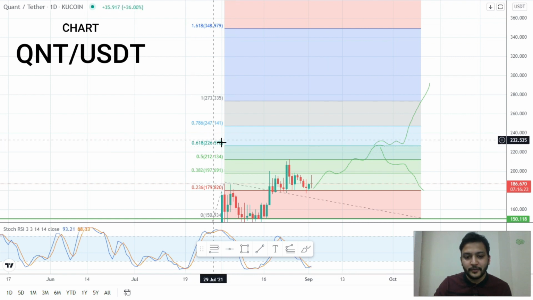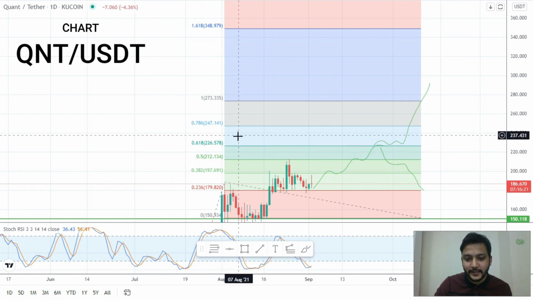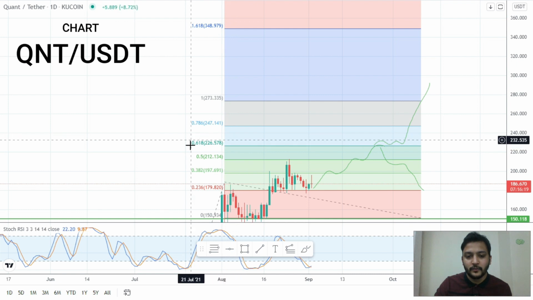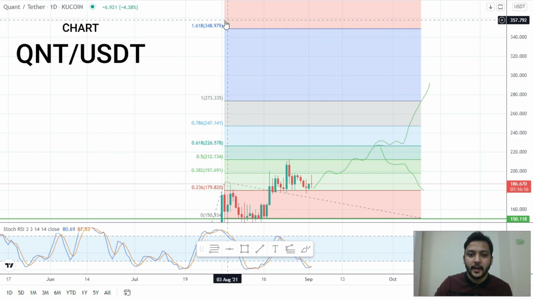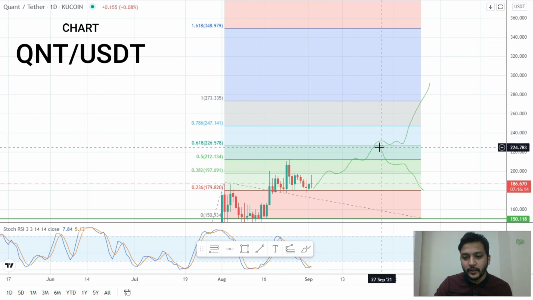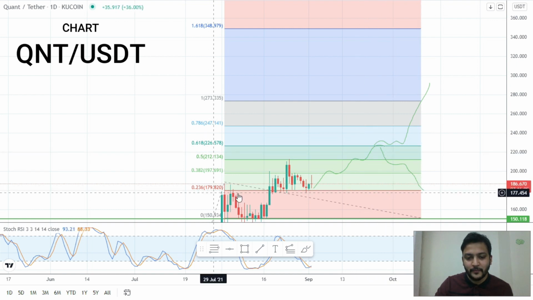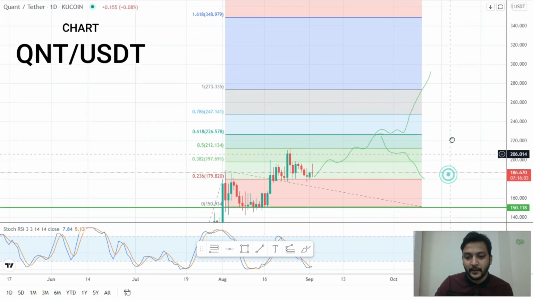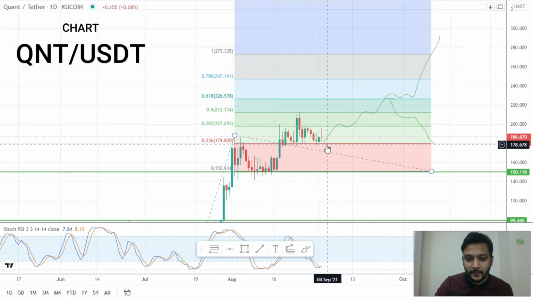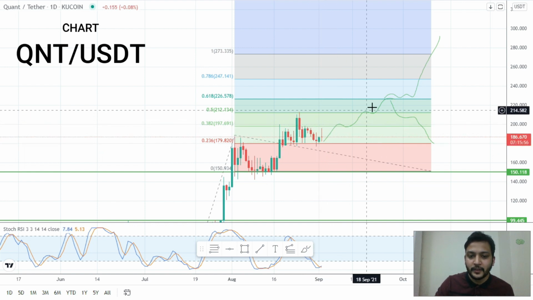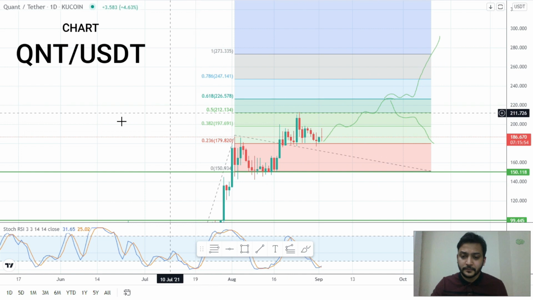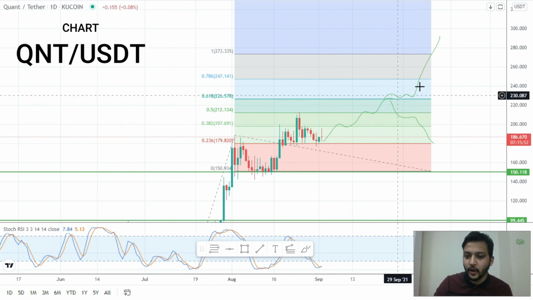So essentially, if the resistance at 226 breaks, then you can enter your long positions with buy orders at 226 and target profit of 348. Or if the resistance gets rejected, you can enter into a short position where you short from 226 with a stop loss a bit above, and then target profits somewhere around $179. And in terms of a short-term position, you can start placing your long orders at around $179 with target profit somewhere around $226.